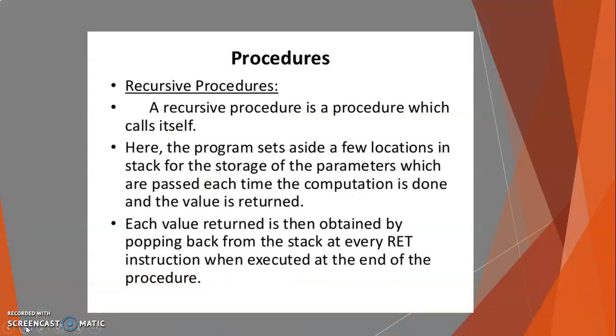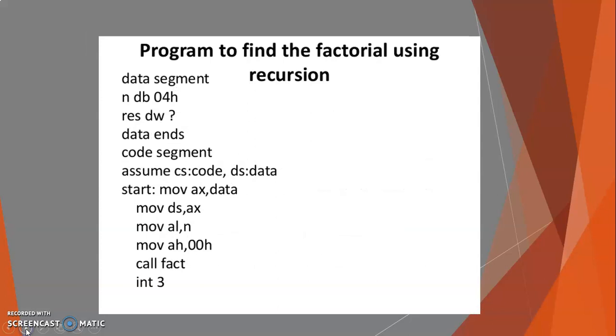Next is the recursive procedure. A recursive procedure is a procedure which calls itself. Here the program sets aside a few locations in the stack for the storage of the parameters which are passed each time the computation is done and a value is returned. Each value returned is then obtained by popping back from the stack at every return instruction when executed at the end of the procedure. So this is called a recursive procedure. So this method has to be used.